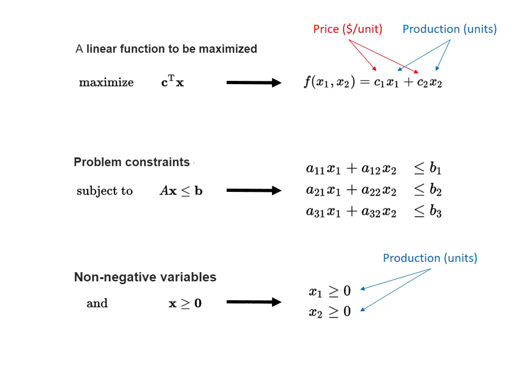So the objective function here is c transpose times x, where c is this vector of coefficients and x is this vector of decision variables. So when you're multiplying this vector c transpose times the vector of x, what you end up with is c1, the first element of c, times x1, the first element of x, plus c2 times x2. And this is the function you're trying to either maximize or minimize.